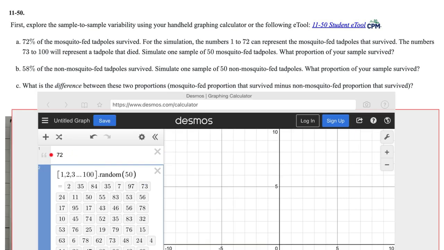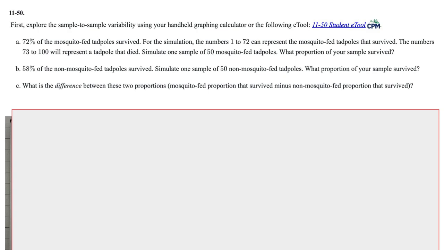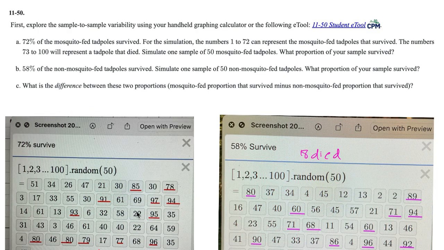All right, team. Setting that up in Desmos, here's my 72% survived list. Just use the brackets and random to get your 50 samples. I did the same thing down here. You can't see it super well. In theory, what I need to do is find the number that survived, meaning the numbers 1 through 72. I go through this list and say this one did not survive, this one did not survive, and so on, then do the same thing with the 58% list. I already did this and took screenshots, which makes my life easier, so you don't have to watch me count and potentially do bad mental math.